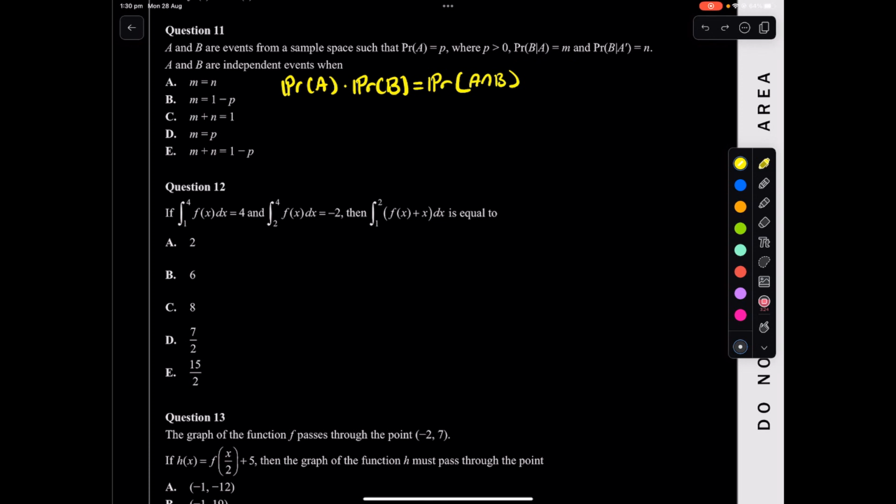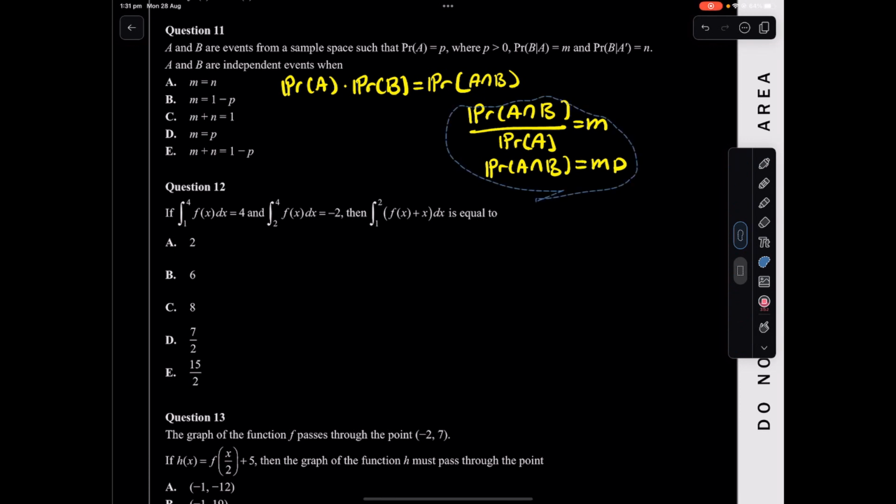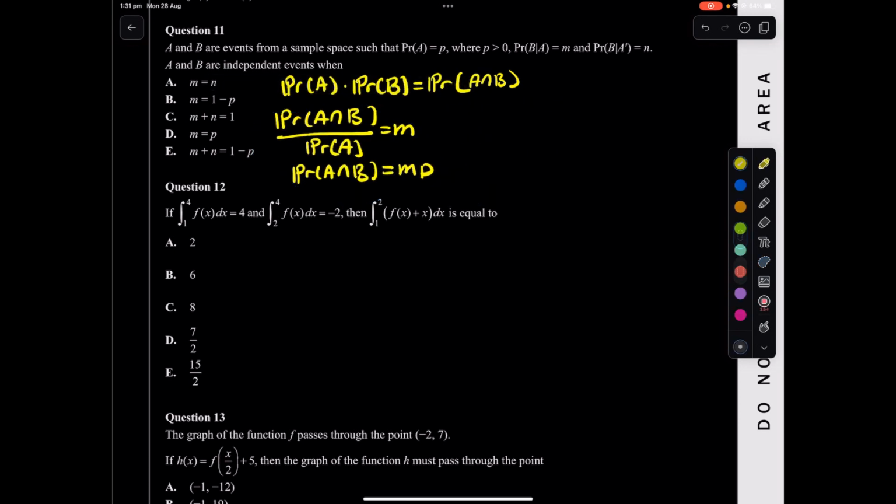Well, they've given us this, and if we simplify this, we're saying the probability of A intersection B all over the probability of A is actually equal to M. Okay, so that's good. And we know the probability of A is what? P. So the probability of A intersection B is equal to MP. That's good to have. We'll put it right over here.